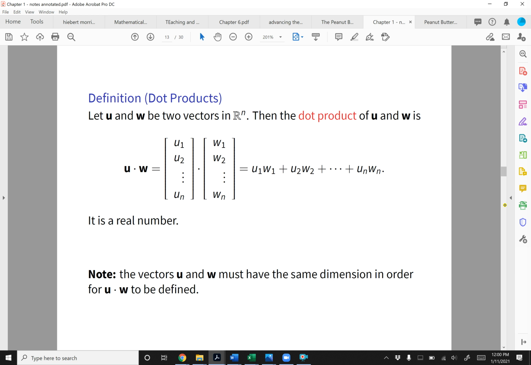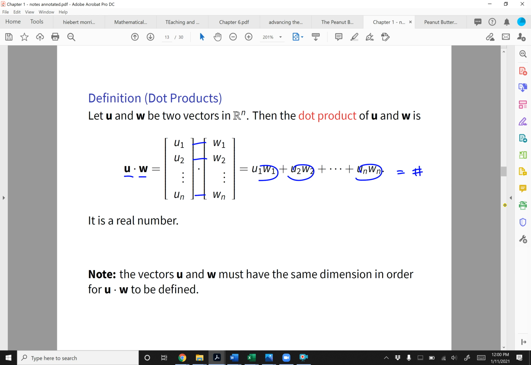Okay, if you have two vectors, we're going to define the dot product to be taking each of the corresponding values, multiplying them together, and then we're going to add up all of those pieces. So you end up just getting a number. Okay, you don't get a product out, you just get a number.